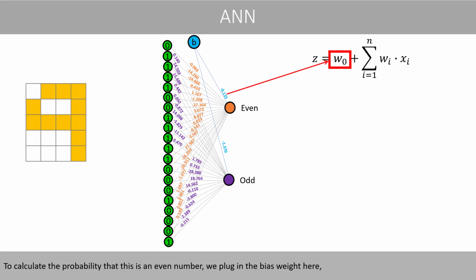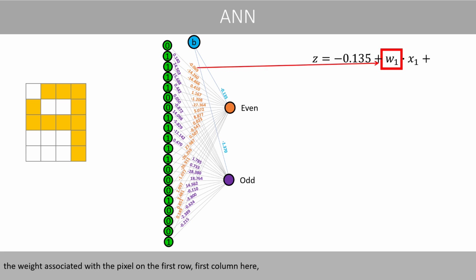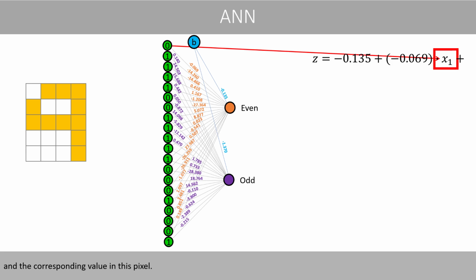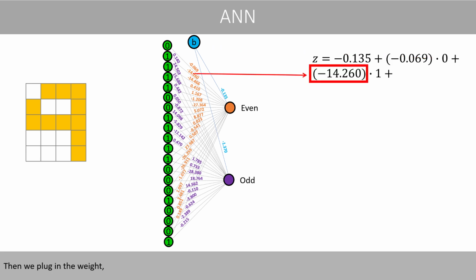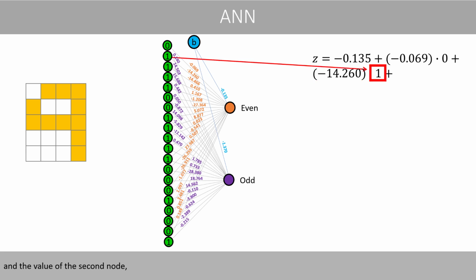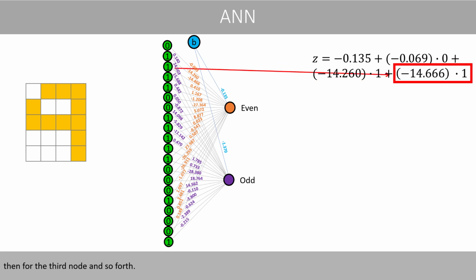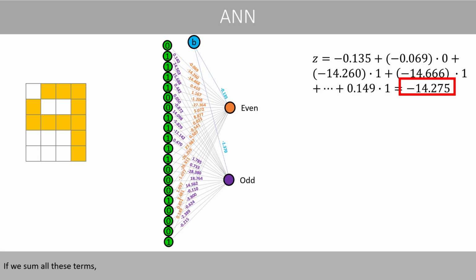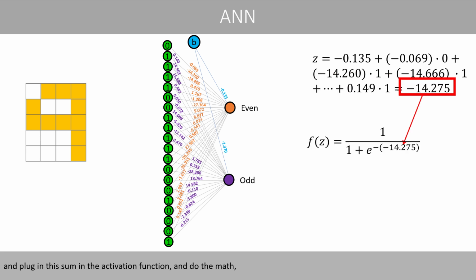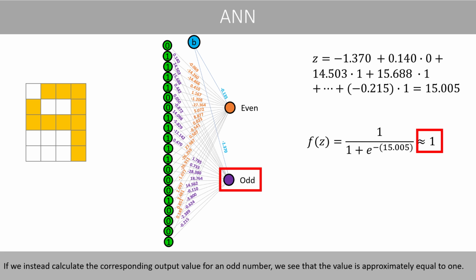To calculate the probability that this is an even number, we plug in the bias weight here, the weight associated with the pixel on the first row, first column here, and the corresponding value in this pixel. Then we plug in the weight and the value of the second node, then for the third node, and so forth. If we sum all these terms and plug in this sum in the activation function and do the math, we will get the value that is approximately equal to 0.